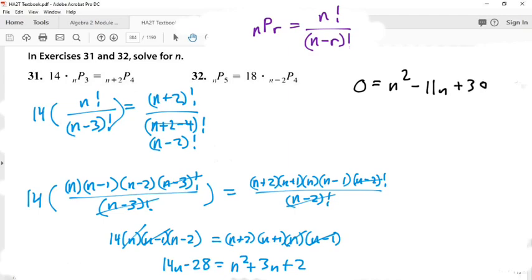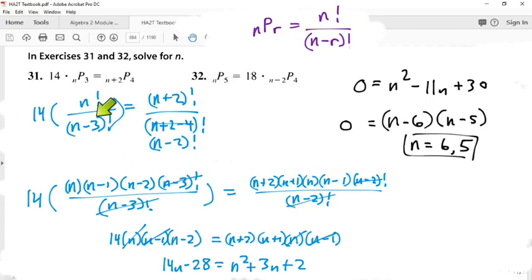Can you guys think of two numbers that multiply to 30 and add to give you 11? So N minus 6, N minus 5 equals 0. Using the zero product property, we get 6 and 5. But this is what I'm getting for my N's, and we can test them to see if they work. But I think there's a problem right here. If I'm canceling out these N's and these N minus 1s, I might be losing answers there. But I'm going to double check on that.